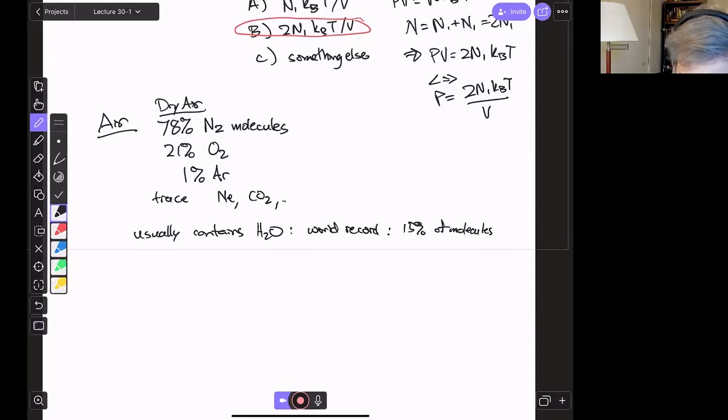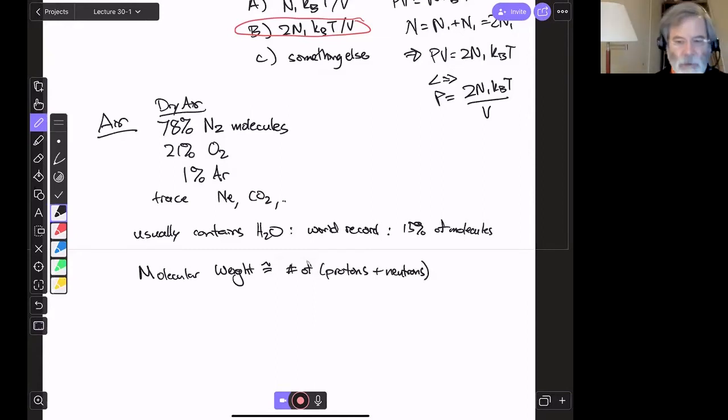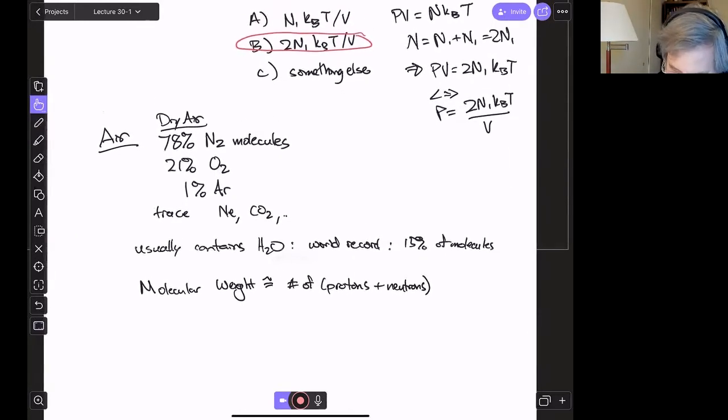It's also important for the concept test that we're about to do, and just thinking about gases in general, to think about molecular weight. Molecular weight is essentially the number of protons plus neutrons in the atom. The molecular weight does also take into account the mass of the electrons, but that's so much less than the mass of the protons and neutrons that it's more or less negligible. And also the mass of a neutron is slightly different from the mass of a proton, but for our purposes, we can consider them to be the same.